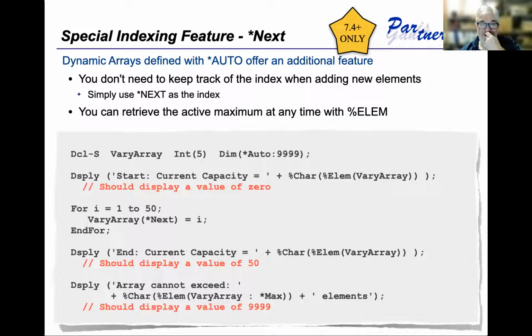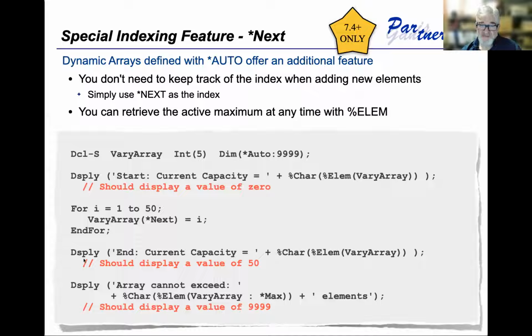There's one other feature I want to mention here, a special indexing feature when you're using auto. You don't have to even worry about maintaining a little count. You can simply do something like this. Got a variable array here, automatic, sanity check is 9,999. I'm doing a display of the number of elements in the array. And this should display a value of 0, because that's the initial value. Then I'm just saying here, for I equals 1 to 50, set the value of the next element to I. So element 1 gets 1, element 2 gets 2, and so on, right?